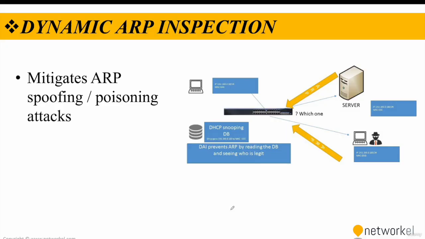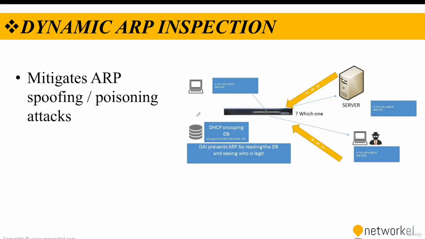So how does it work? When DHCP snooping is enabled, the switch listens to DHCP traffic to build a DHCP snooping binding table, as I told you before, which maps IP addresses to MAC addresses. When an ARP request or reply is received, dynamic ARP inspection checks the ARP packet against the binding table to ensure that the IP to MAC address mapping is valid. If an ARP packet does not match the expected IP to MAC mapping in the binding table, it is dropped, which prevents the attacker from poisoning the ARP cache of other devices.